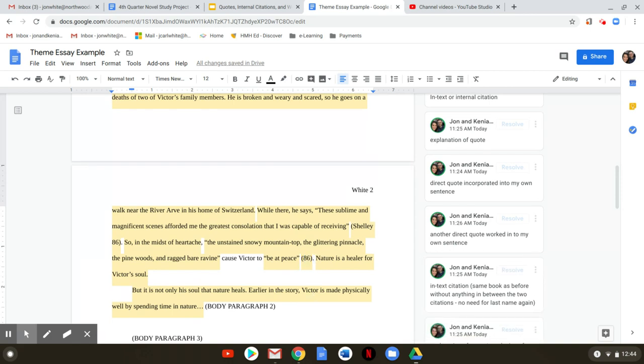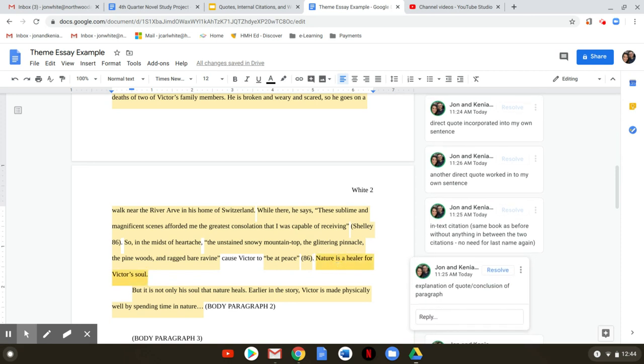And guys, just to make sure that my reader totally understands the point of this paragraph, I'm going to put a conclusion or further explanation. What is all of this saying? Boom. Nature is a healer for Victor's soul.